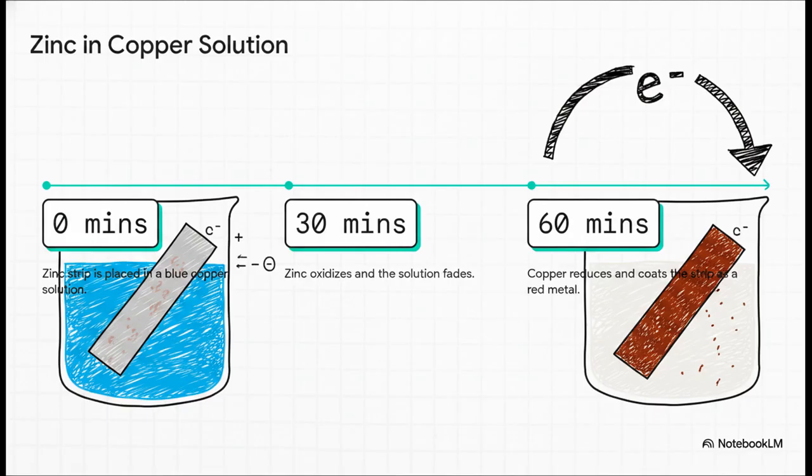As time passes, the zinc actively spends its electrons. It oxidizes, dissolving into aqueous zinc ions. You'll actually see the blue color of the solution start to fade away as the copper ions cash in those electrons, reducing from an aqueous state to coat the zinc strip as a solid reddish copper metal. It is a direct, completely spontaneous transfer of wealth.